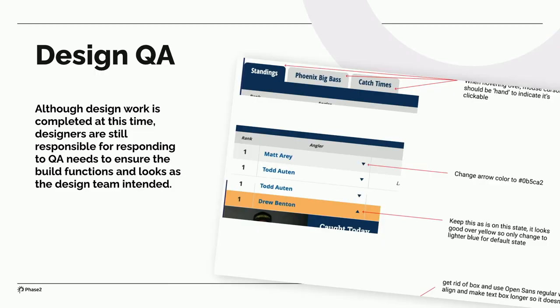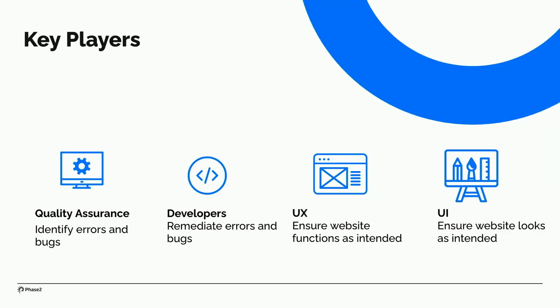So again, our job is never done. We're still looking at designs after the handoff. It's our responsibility as the creators of the pages and the design on the website to make sure that it functions the way we intended. So we have quality assurance, identifying errors and bugs, developers remediating that. We have UX ensuring the website functions as needed, and then UI making sure that it looks as intended.